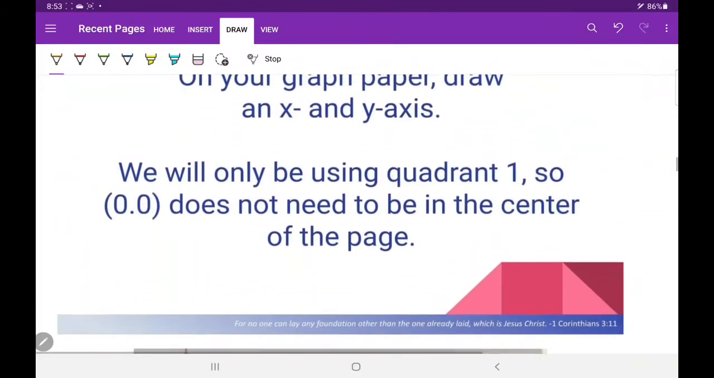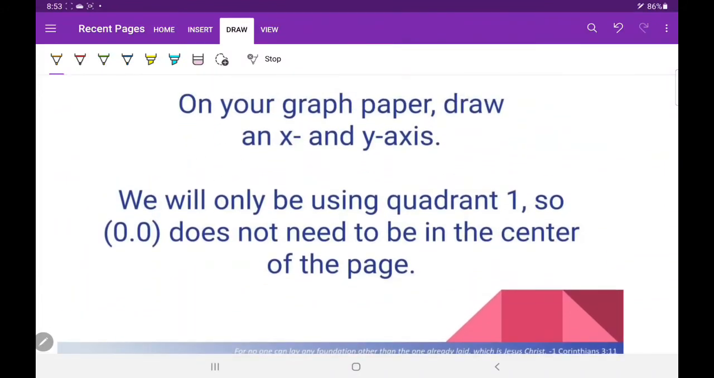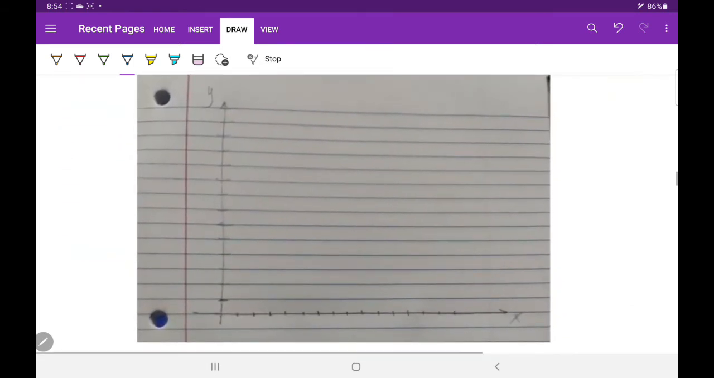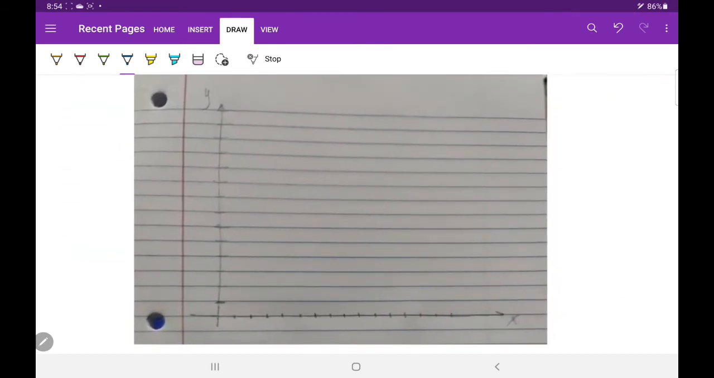On your graph paper or regular paper, whatever you have, draw an X and Y axis, but notice this second line before you start drawing. We will only be using quadrant 1, so 0, and that's supposed to be a comma. The point 0, 0 does not need to be in the center of the page. I will go ahead and show you an example. This is how I drew mine. This is my X and Y, and like I said, this is just regular lined paper. My scale is not excellent. The Y and the X don't match very well, but it's fine.